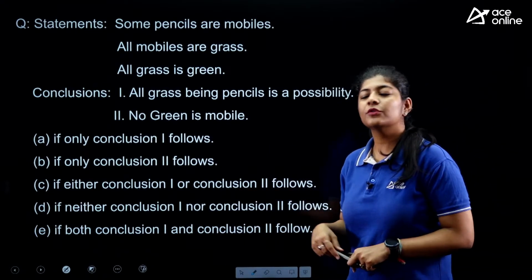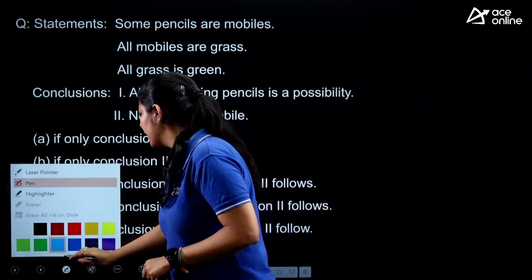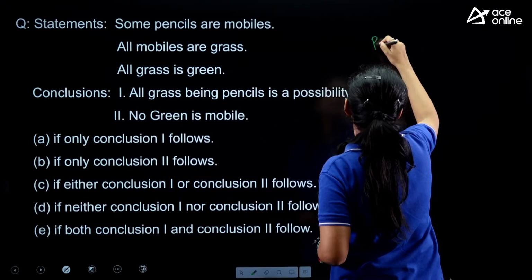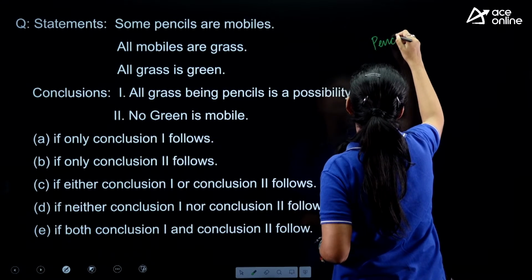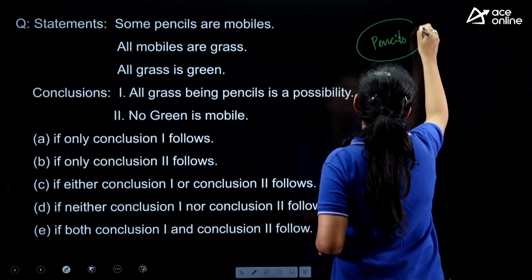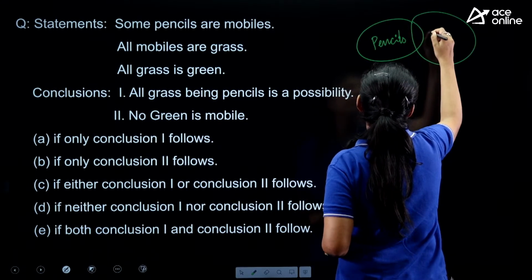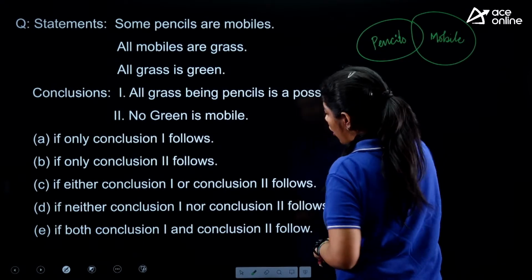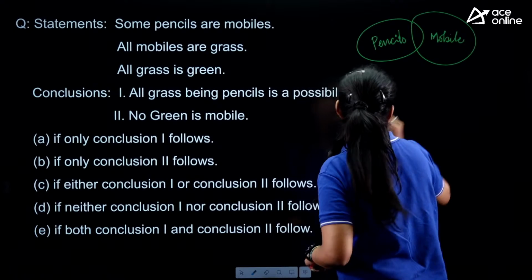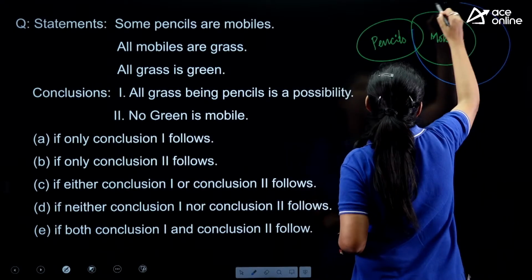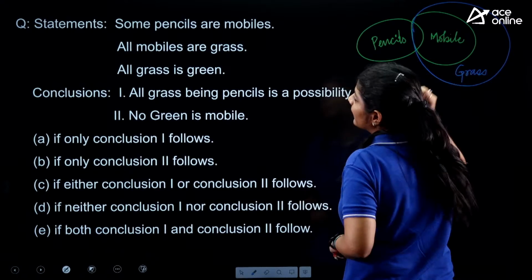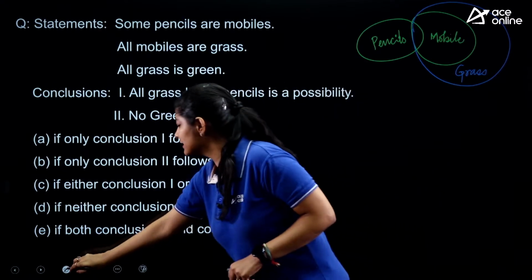So how are we going to draw the diagram? In this one we are just going to draw the diagram like this. Some pencils are mobile. So here these are my pencils. Some pencils are mobiles. Next, all mobile are grass. All grass is green.